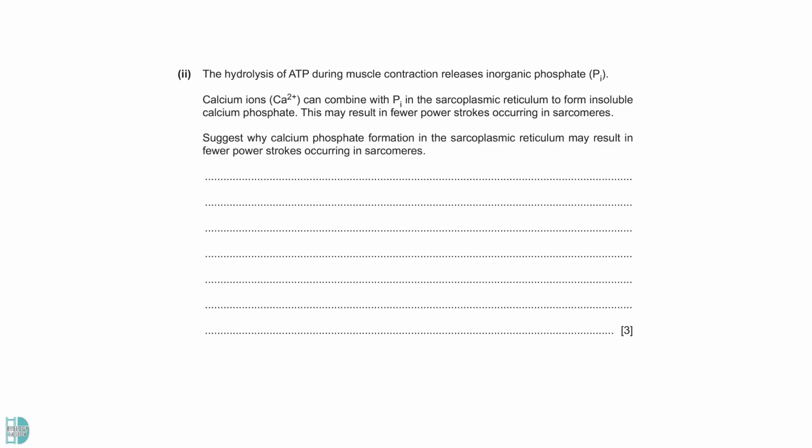2. Suggests why calcium phosphate formation in the sarcoplasmic reticulum may result in fewer power strokes occurring in sarcomeres. The formation of calcium phosphate decreases the amount of calcium ions and inorganic phosphate. So, we will answer this question by using their function in creating the power stroke.